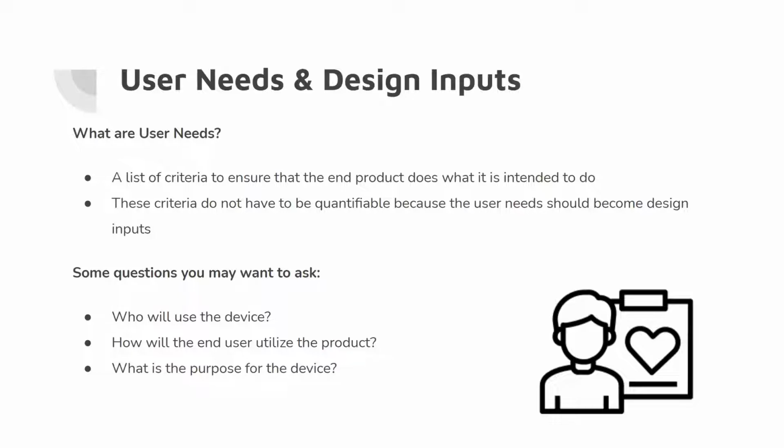These criteria do not have to be quantifiable, for these user needs will actually help you come up with your design inputs, which are quantifiable. For example, a user need may be that the hospital beds must be able to comfortably fit most adults, or a corresponding design input would be that the hospital bed must extend 7 to 10 feet in length.